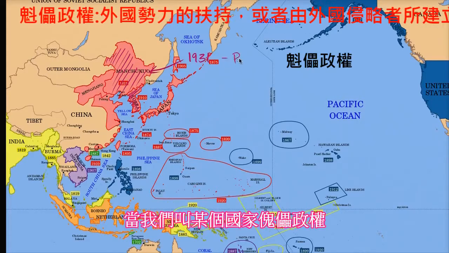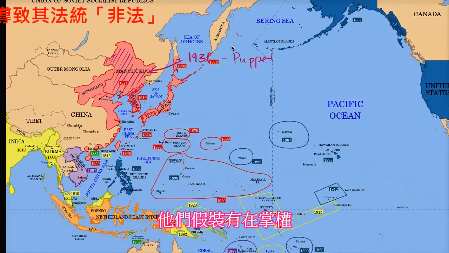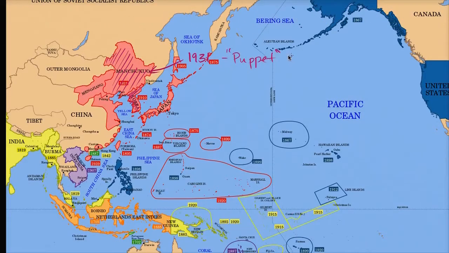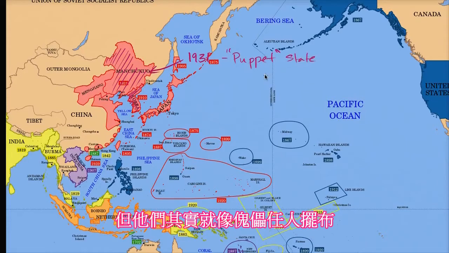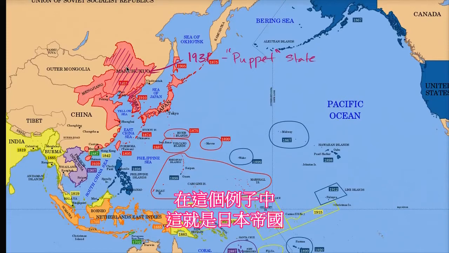And when we call something a puppet state, it means that there's a government there, and they kind of pretend to be in charge, but they're really controlled like a puppet by someone else. And in this case, it is the Empire of Japan.